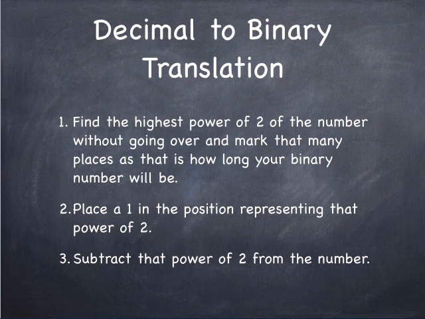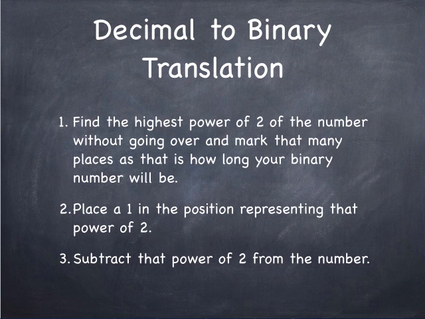There are a lot of different procedures for this, and a lot of people use division and then use the remainder and then reverse the number in the end. I'm going to show you my technique. I think my technique is a lot easier. First, you find the highest power of 2 of the number that you're trying to translate without going over that number, and mark that many places as how big your binary number will be. Then you're going to place a 1 in that highest position to represent that power of 2.